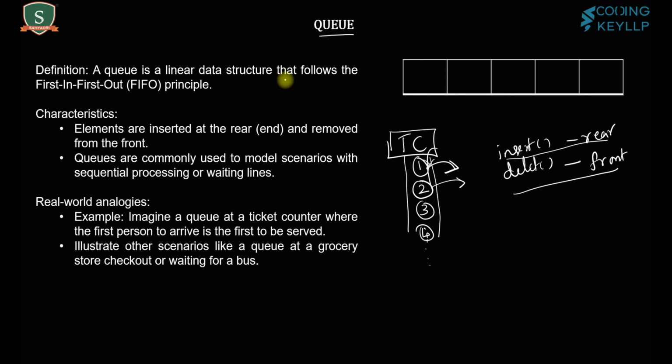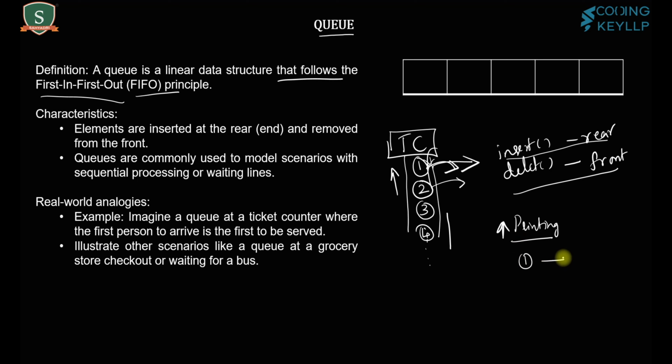A queue is a linear data structure that follows first in, first out. Whoever enters the queue first will be the person going out of the queue first. Applications of the queue: for example, when we print documents on a printer, it follows the queue data structure only.